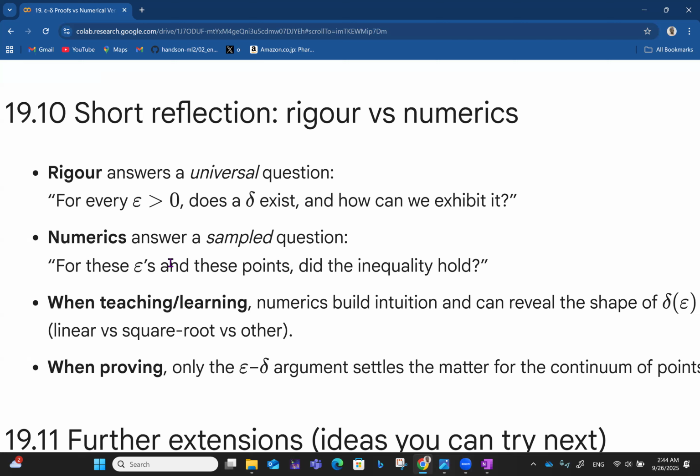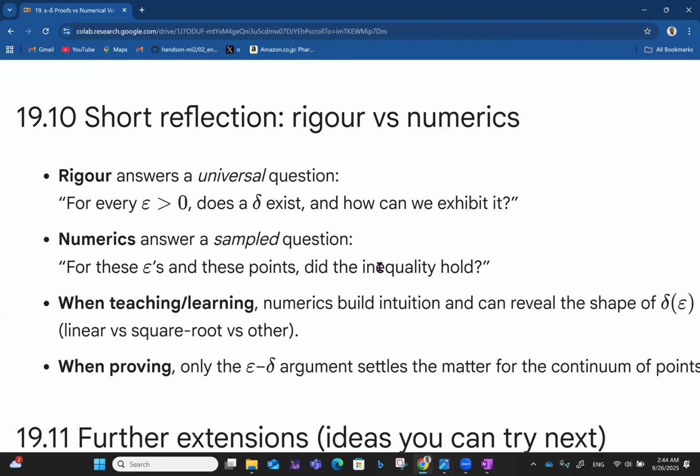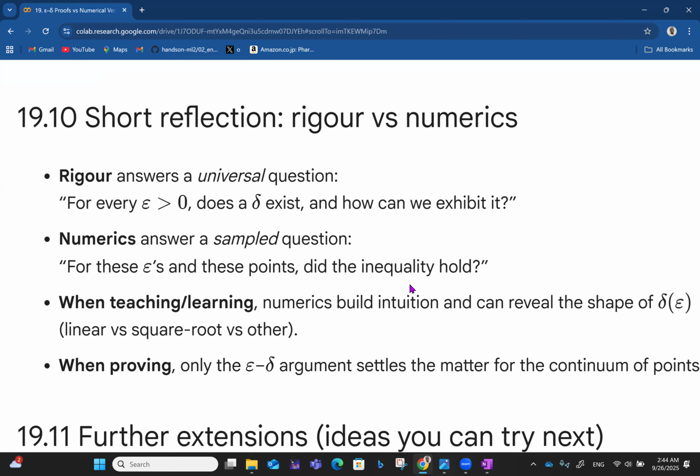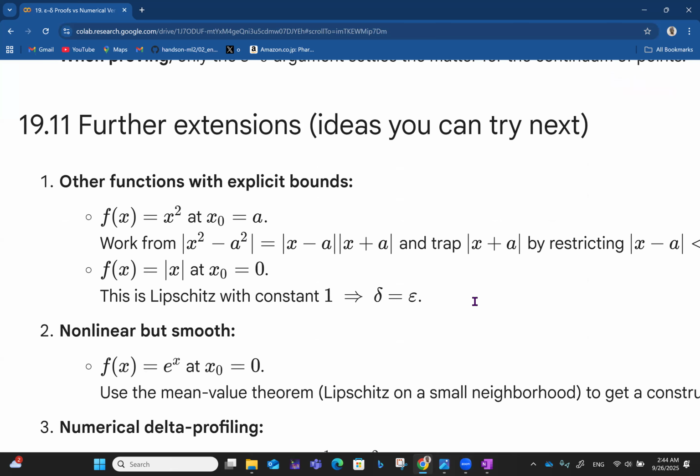Numerics answer a sampled question. For these epsilons and this point, did the inequality hold? When teaching or learning, numerics build intuition and can reveal the shape of delta of epsilon, whether it is linear versus square root versus any other form it takes. When proving, only the epsilon delta argument settles the matter for the continuum of points. So if you want a conclusive proof, you have to go the epsilon delta way. Numerics is just to test things out.